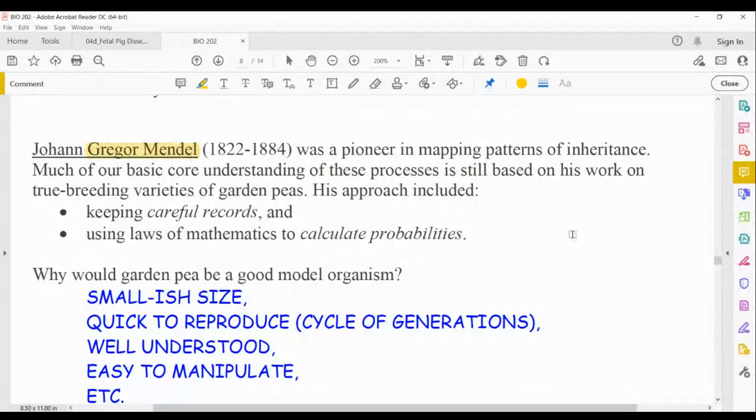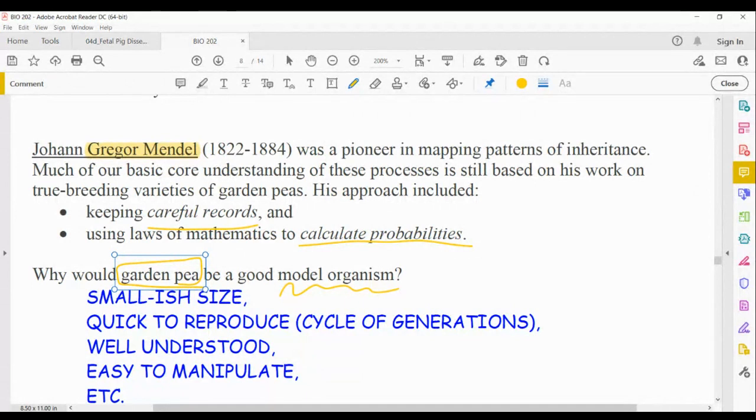So what Gregor Mendel did, he was a true scientist. He kept very careful records, and he used mathematical knowledge to calculate probabilities of the offspring in terms of how genetic traits are passed from parents to the offspring. He used garden peas for his research, and there are many reasons why garden peas can be considered as a useful model organism.